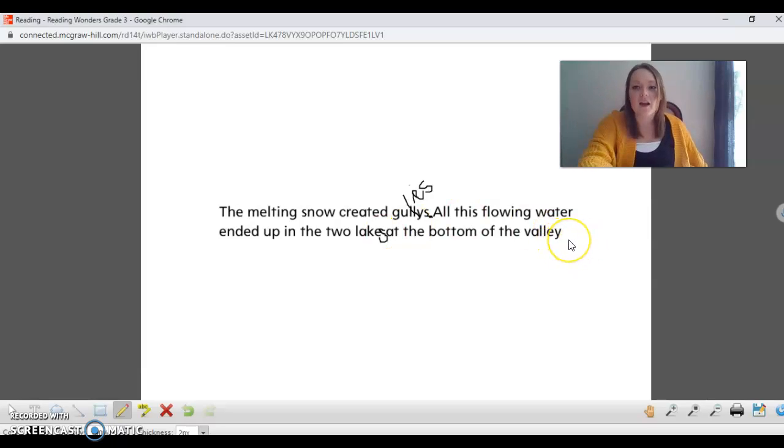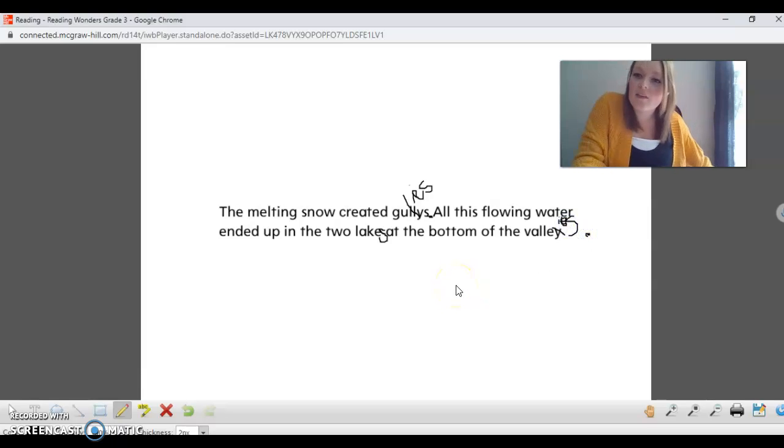Let's look at valley. If there are two lakes at the bottom of it, it should be valleys, I-E-S. And what do we always have at the end of, sorry, that should be IES. Mrs. Bliley's trying her best, but this is super hard to write with. We always have punctuation at the end of our sentence.